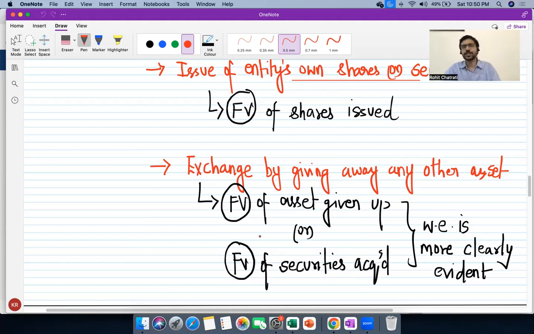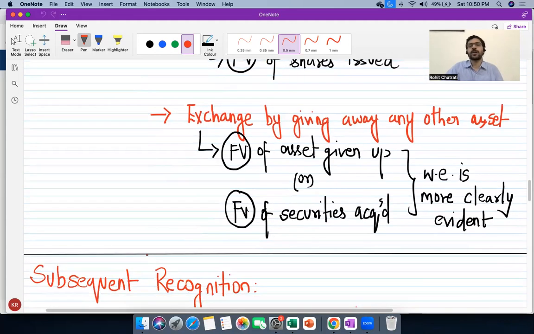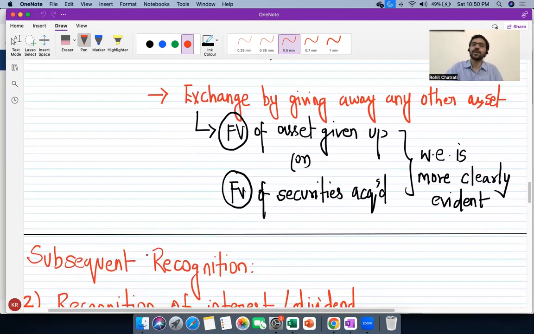All right, if it is for cash, obviously it's nothing but the cash outflow, and we have seen how we are going to recognize if you're issuing your own equity shares or if you're giving any asset that you own and you're acquiring investment in debentures. All right. Now moving on to subsequent recognition.